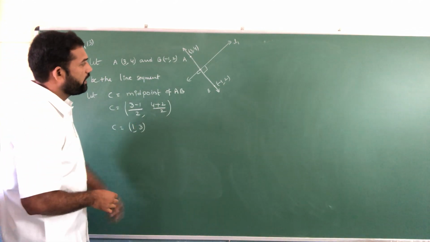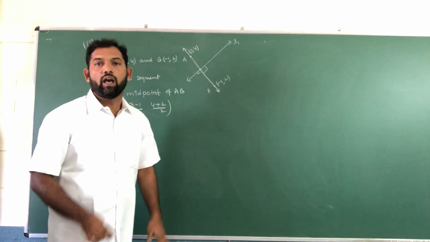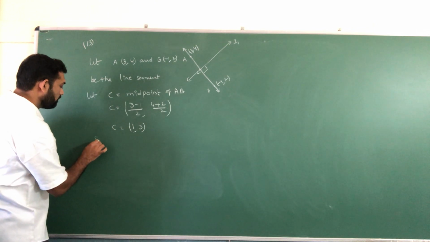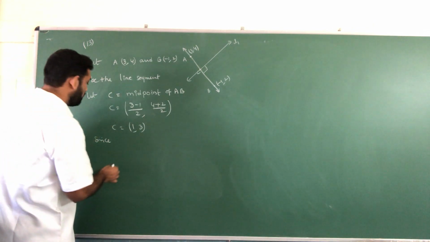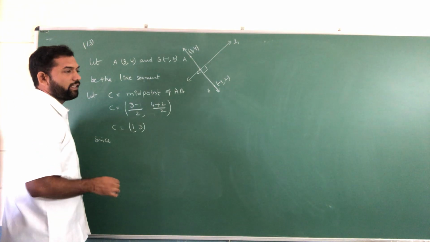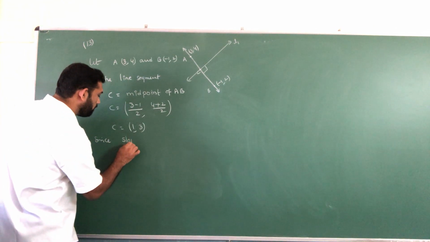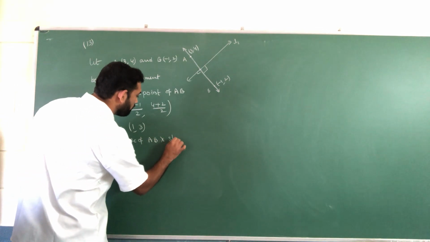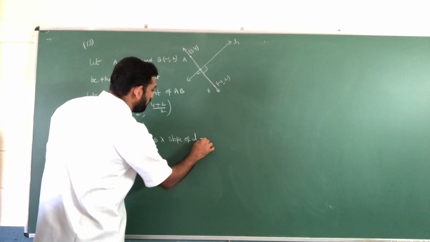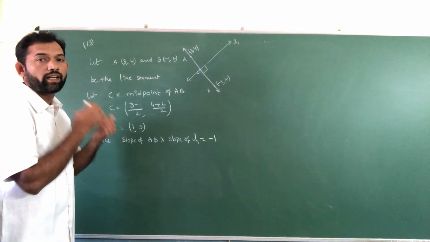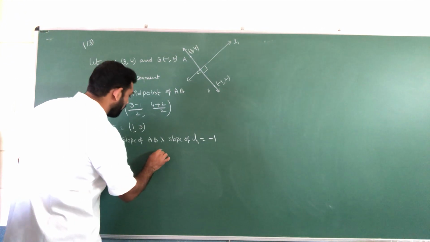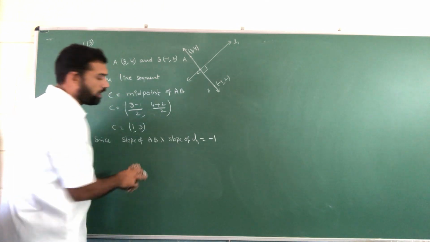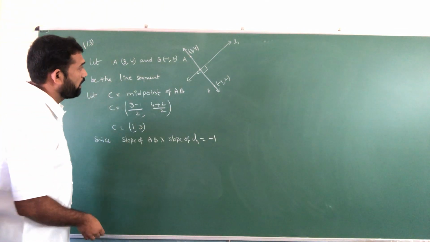Next, now here the L1 line and the AB line are both perpendicular to each other. Since both are perpendicular to each other, what does that mean? Since slope of AB into slope of L1 is equal to minus 1. So what is required here? Slope of L1. So you substitute those values. Slope of AB is what?